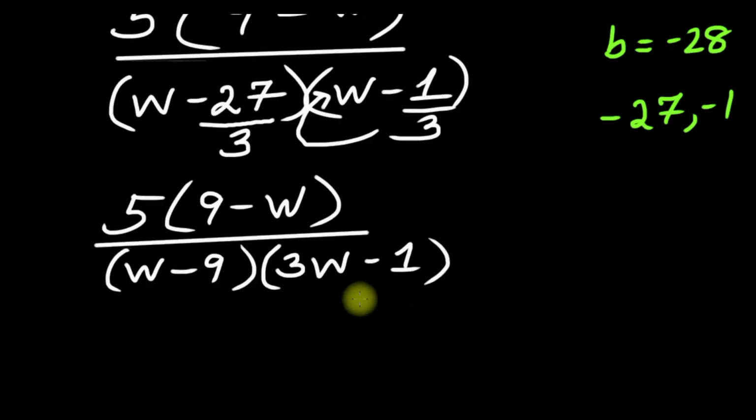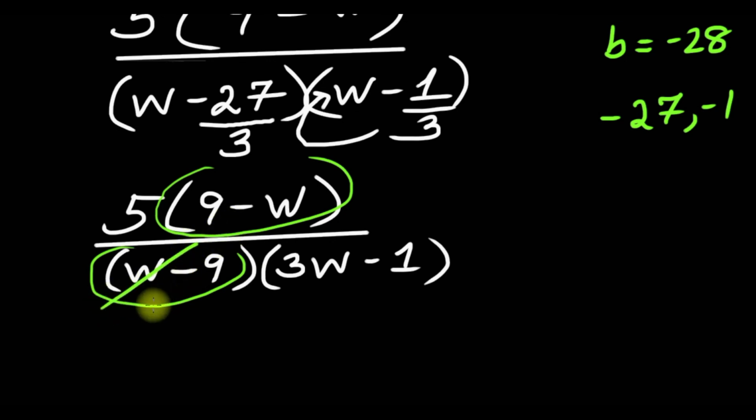So now we have to eliminate the common binomial factors. So if you look at these two factors, 9 minus w and then w minus 9, they're not exactly the same, but they're opposite. Okay, so you can still eliminate those, but it's just going to turn out to be negative 1 instead of a positive 1.